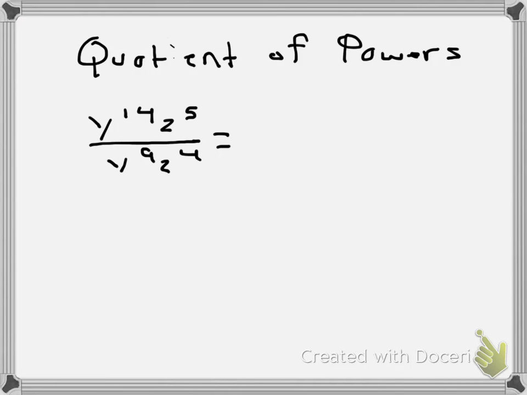So for dividing, you would subtract the exponents, so it would be y^14 minus y^9. This will give you y^5 and z^1, or actually just z.